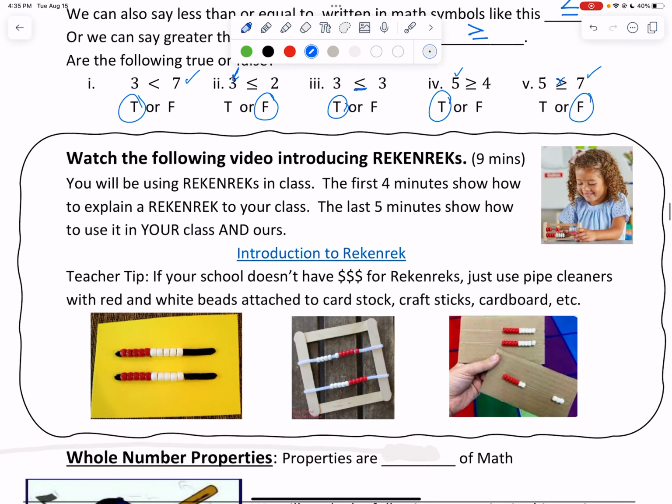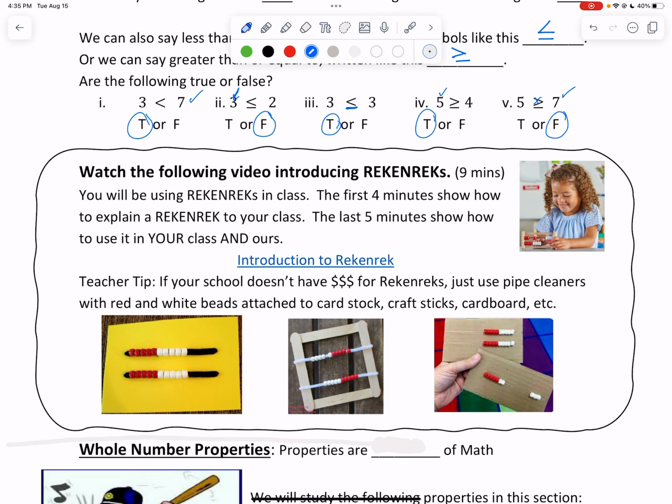Your school may not be able to afford Reckon Recs because they're not necessarily cheap, so you can make your own. So here's some ideas to make your own. But I want you to watch that video because we're going to be using Reckon Recs in class, and I won't have time to explain how to use the Reckon Recs.